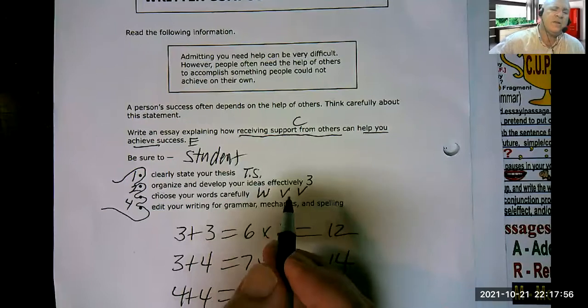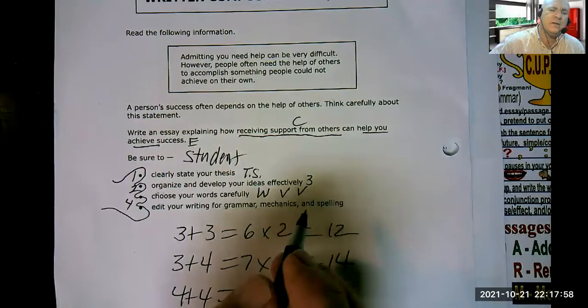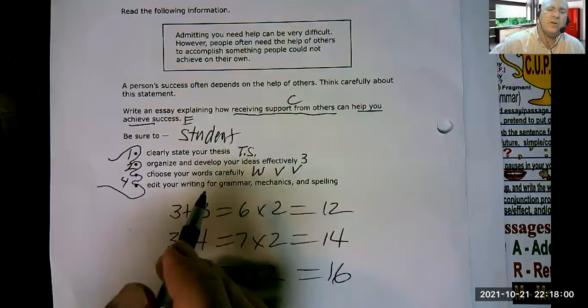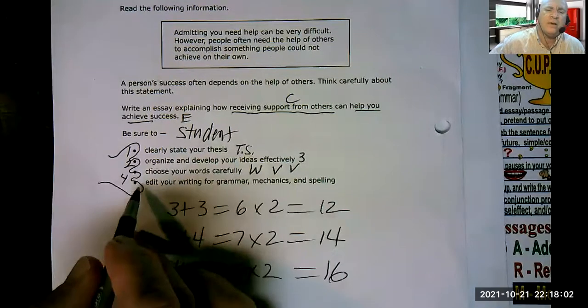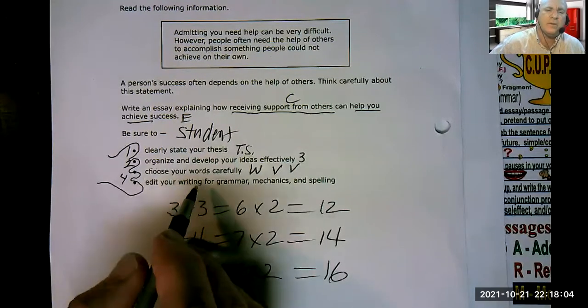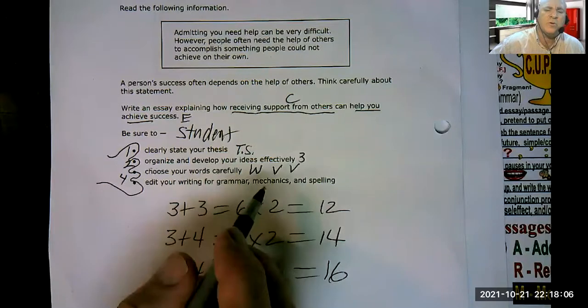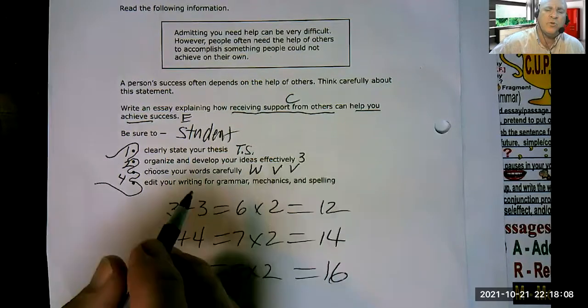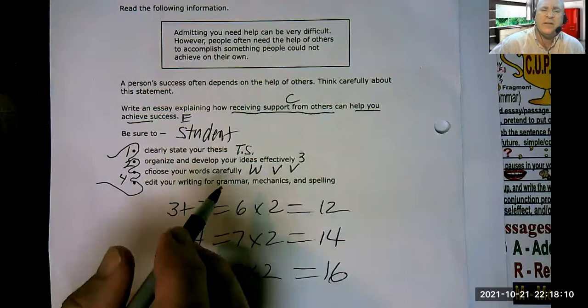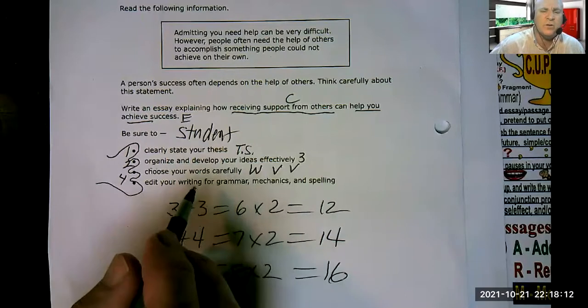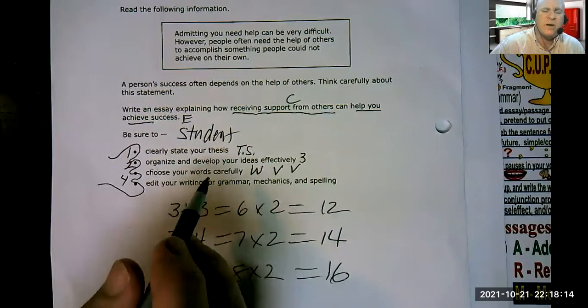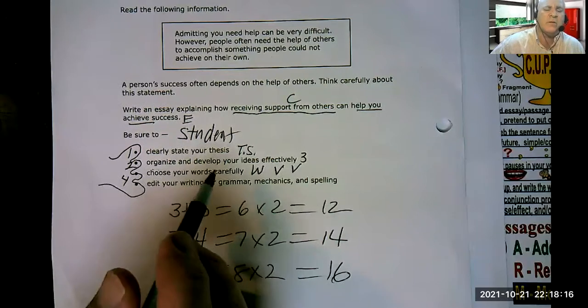And then in order to keep the 4, make sure you edit your writing for grammar, mechanics, and spelling, okay? Make sure though, you also remember to revise. Fix any content. If you don't connect second reasons, it's better not even to have the second reason.